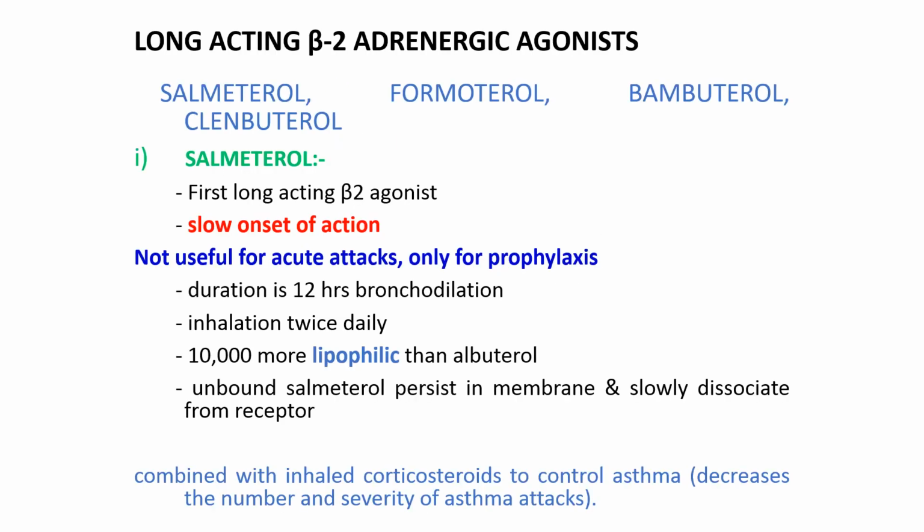Then the next category is long-acting beta-2 agonistic drugs such as salmeterol, formoterol. In contrast to the short-acting beta-2 agonistics, they have got slower onset of action, but their duration of action is even more than 12 hours. And mostly they are used as a controller in combination with inhalational corticosteroid to decrease the number and severity of bronchial asthma attacks.